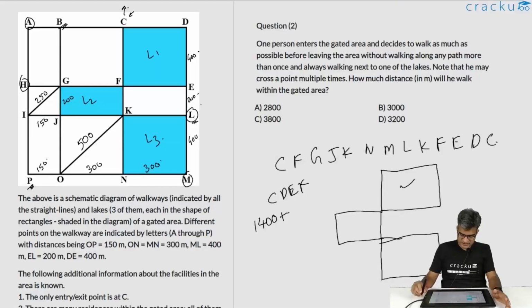Plus, he is walking through the second lake. Again, the perimeter of this lake. What is the perimeter of G, F, J, K? That will be one side is 200, other side is 300. So this will be 1000.